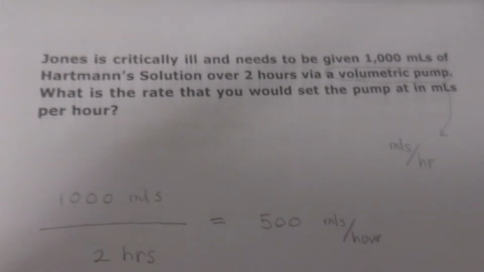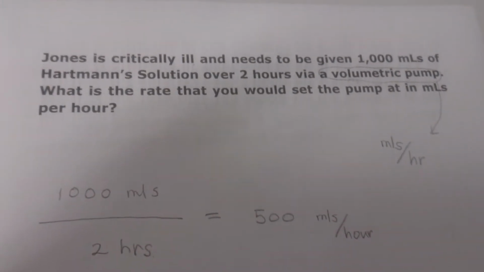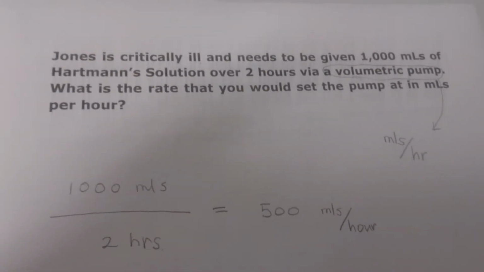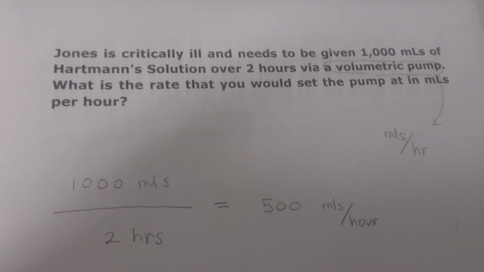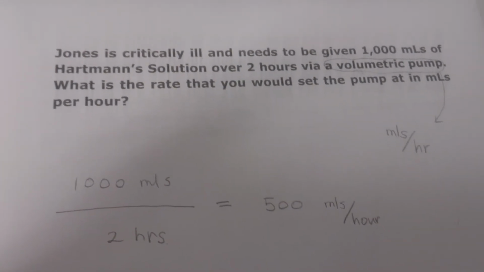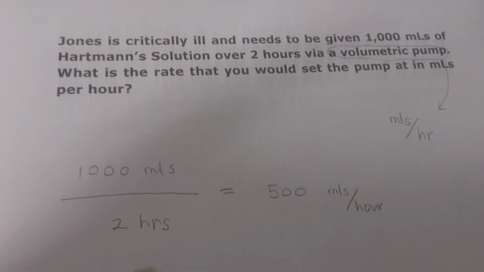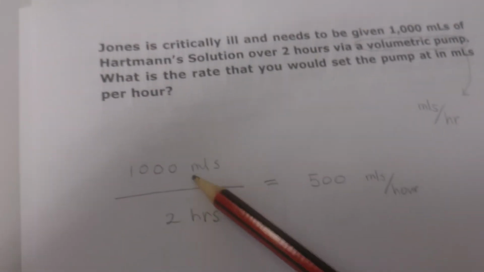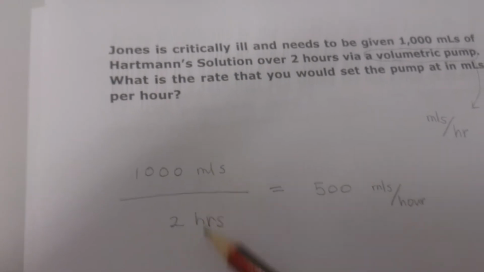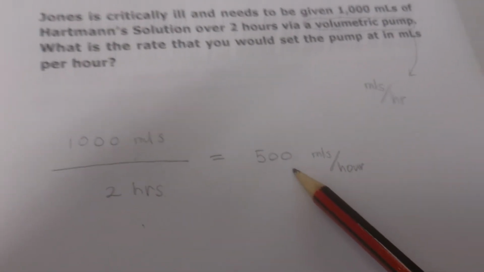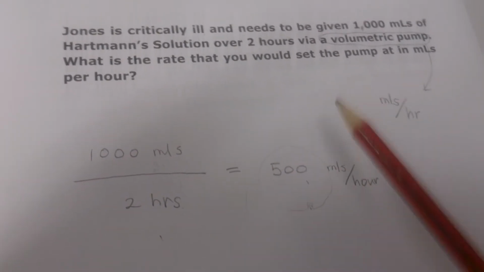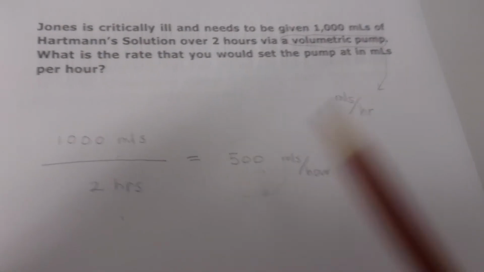So Johns is critically ill and needs to be given 1,000 mils of Hartmann solution over 2 hours via the volumetric pump. What is the rate that you would set the pump at in mils per hour? So, like I said, the pump is mils per hour. That's quite simple. So we know volume to be infused, 1,000 mils per 2 hours, and that gives us 500 mils per hour. And that's the number you put on to the machine.